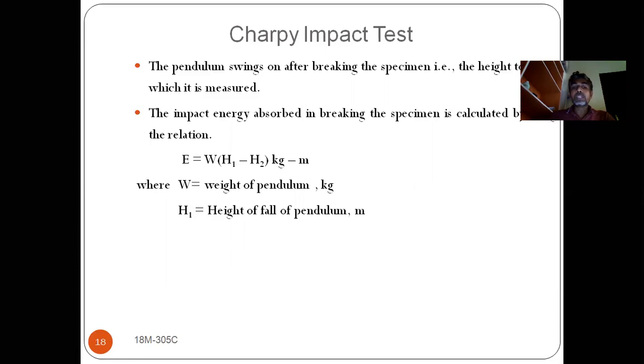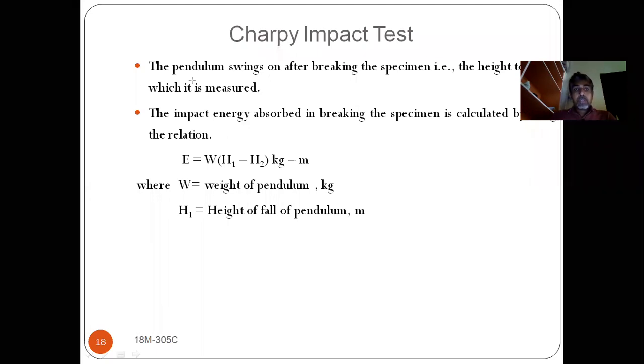W is the weight of the pendulum and H1 minus H2 is the height of the fall of the pendulum. That means how much change in height will occur, before and after impact. I'm repeating once again here. We will discuss it elaborately once again.